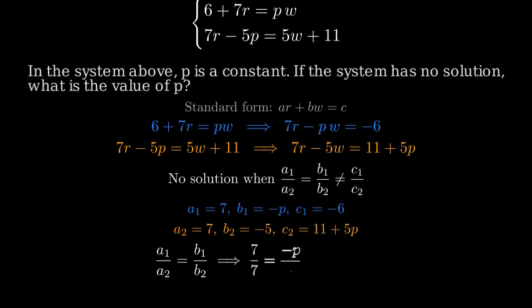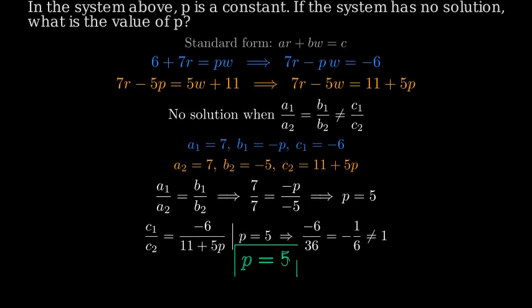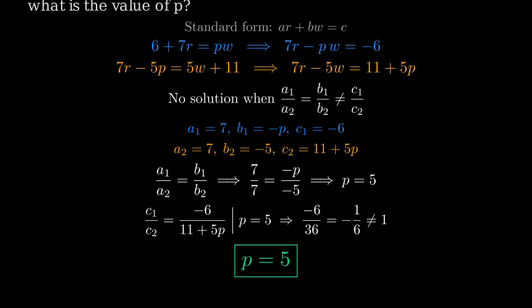For parallel lines, the ratios of the coefficients must match, so 7 over 7 equals negative p over negative 5. This gives p equals 5. Check that the constants are not in the same ratio. c1 over c2 is negative 6 over 11 plus 5p. When p is 5, that's negative 6 over 36, which is negative 1/6, not equal to 1. So the lines are parallel and distinct, and there is no solution when p equals 5.